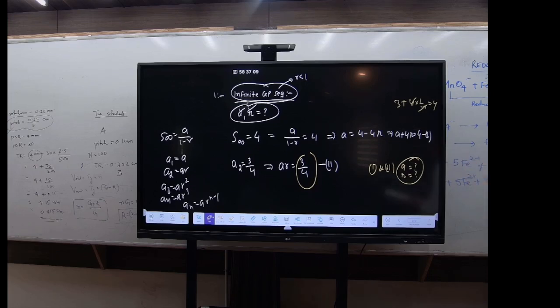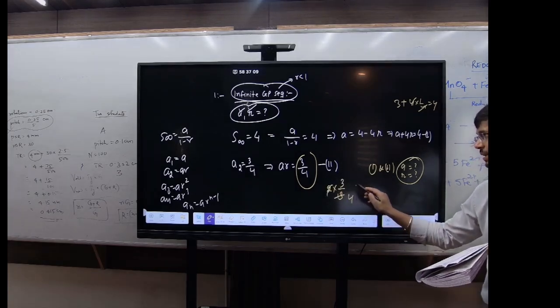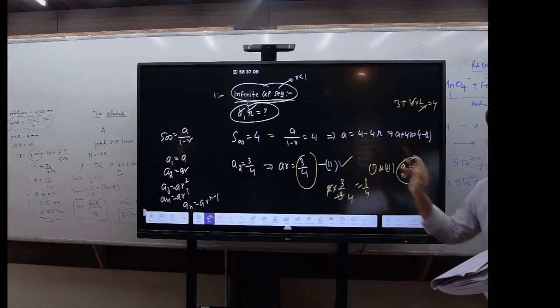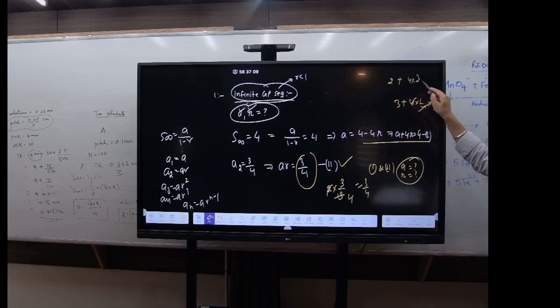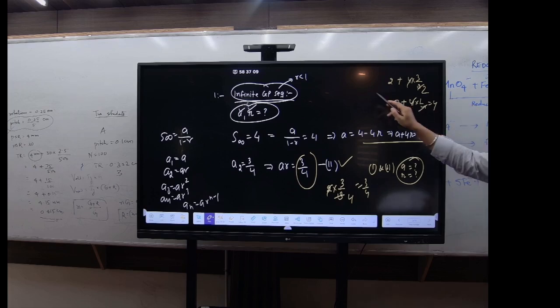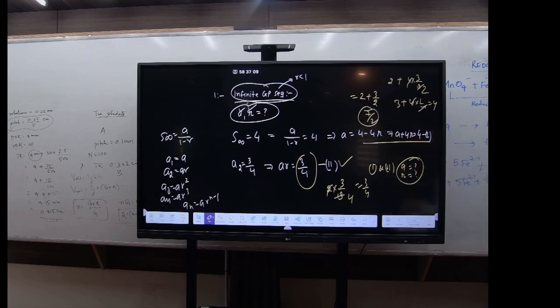What about option number 1? Check. Option number 1, put 2 into 3 by 8. So if you notice, it is coming 3 by 4. Equation number 2 is getting satisfied. But if you put it in equation number 1, it will not satisfy. So 2 plus 4 times 3 by 8 will not be equal to 4. Rather this will be equal to 2 plus 3 by 2, which is 3.5. Yes or no? Is that understood? So at the end, for such questions, directly put the options in the formula and check. And always go with option 4, 3, 2 and like this.